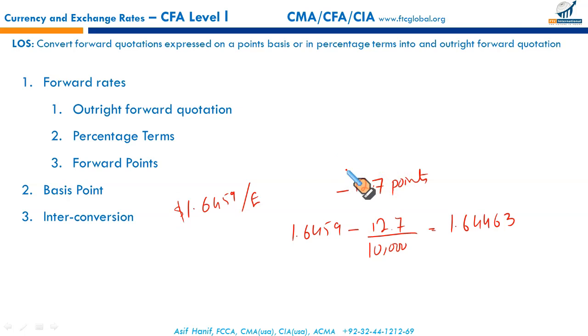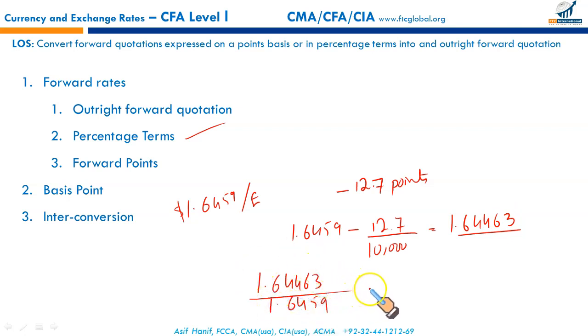And then if you have to express them in percentage terms, what you do: 1.64463, this is the forward rate, expressing the forward rate as a percentage of spot, 1.6459, and whatever the result comes, deduct 1 from it. If you simplify this, and I'm rounding off, this will give you negative 0.00, almost 1%.